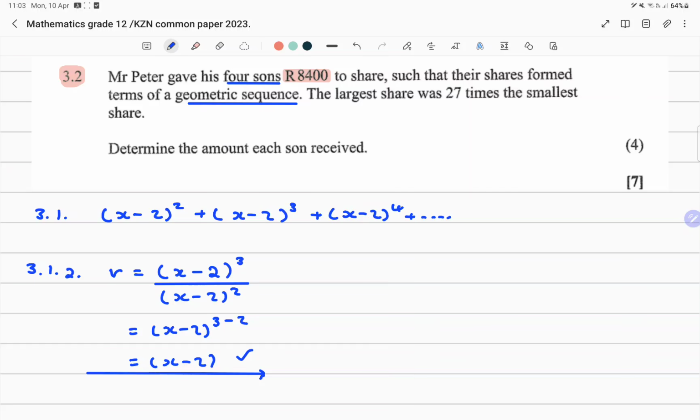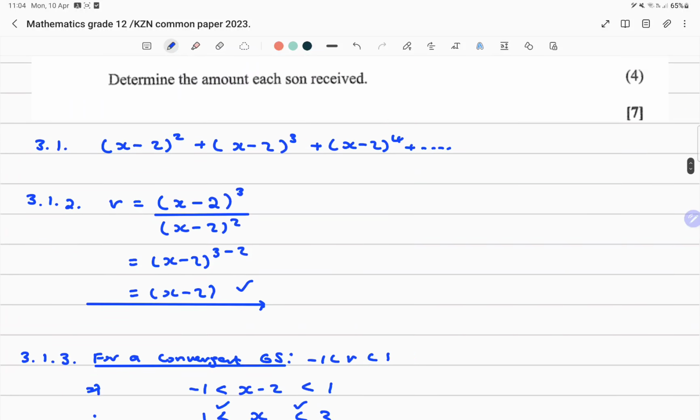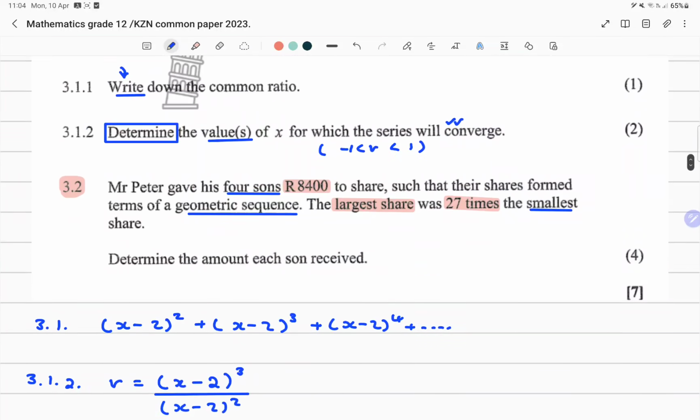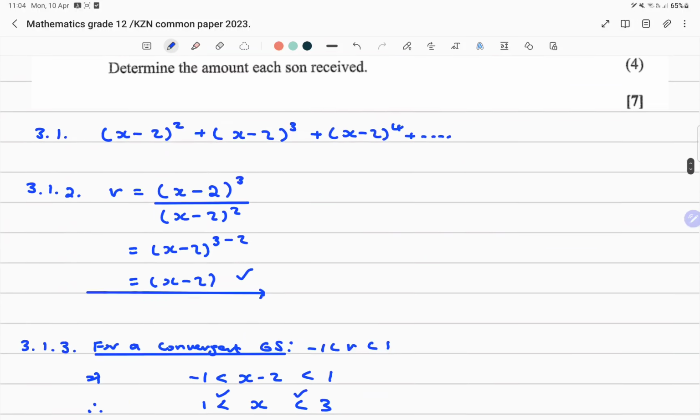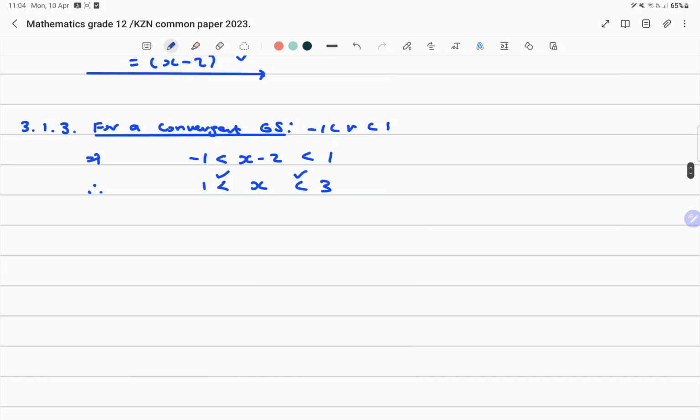So let's go on. Now it says the largest share is 27 times the smallest share. Okay, so just given the extremes, the smallest and the largest, that the largest is 27 times the smallest. So we can already tell we're being told information about term 1 and term 4 in a geometric sequence. So we know that we only have 4 terms in this geometric sequence.